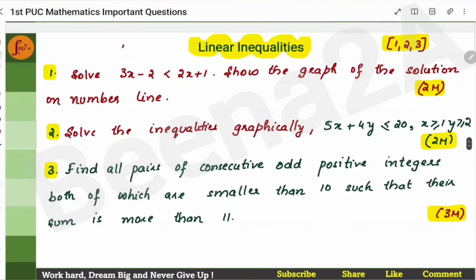Coming to linear inequalities, another very easy chapter, right? 1 marker, 2 marker, 3 marker. Now, you have to show the graph of the solution on a number line. Very easy. You just have to draw a number line, find the values of x and plot them on the number line, right? You just have to ensure that you put a closed circle or open circle. You have to put these notations to indicate closed interval or open interval. Since there is less than, it will be an open interval only.